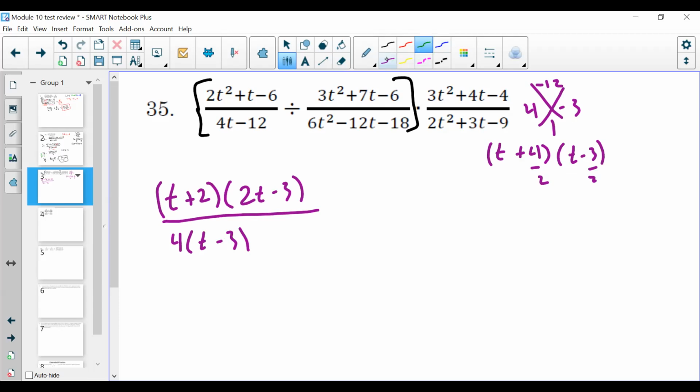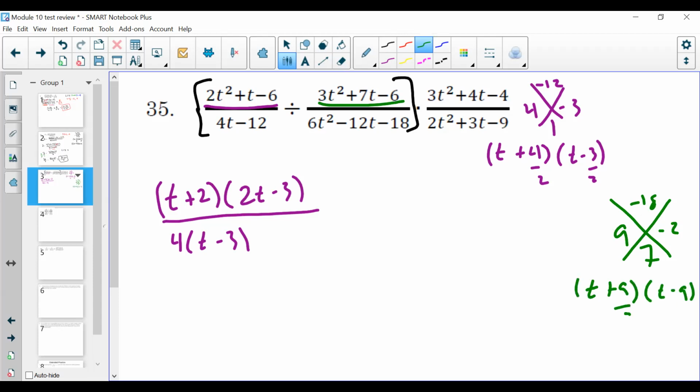And now I want to factor out this 3t squared plus 7t minus 6. From there, I want factors of my a times my c, so negative 18, that add up to 7. That's going to be 9 and negative 2. So I have t plus 9, t minus 2. Divide that by my a value of 3. The 9 used to be a 2, not a 9. So what I end up getting is that the top ends up being t plus 3 and 3t minus 2.